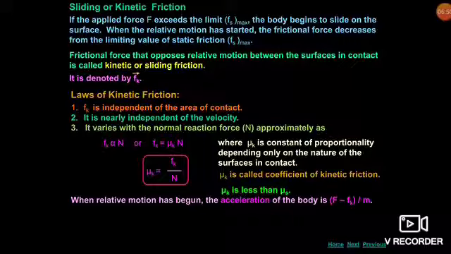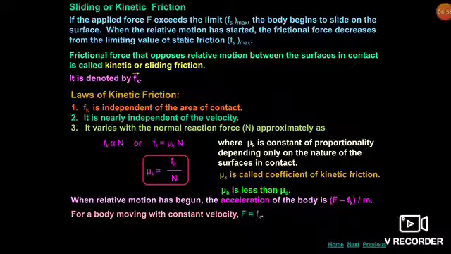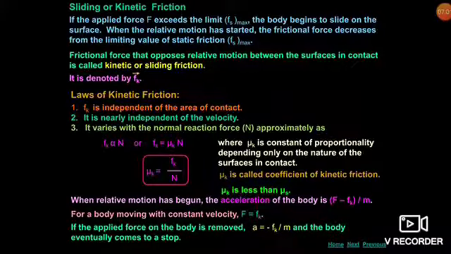When relative motion has begun, the acceleration of the body is (F minus Fk) by m. For a body moving with constant velocity, F is equal to Fk. If the applied force on the body is removed, a is equal to minus Fk by m, and the body eventually comes to a stop. The laws of friction do not have the status of fundamental laws like those for gravitational, electric and magnetic forces. They are empirical relations that are only approximately true but yet useful in mechanical applications.